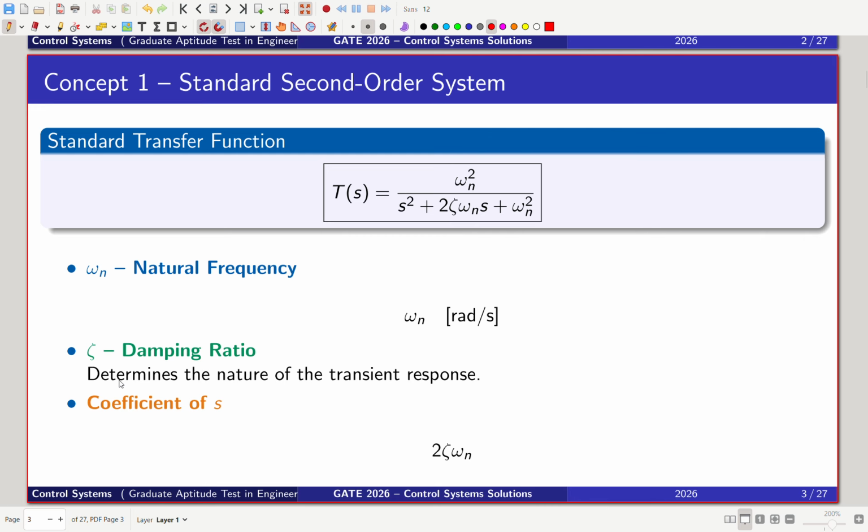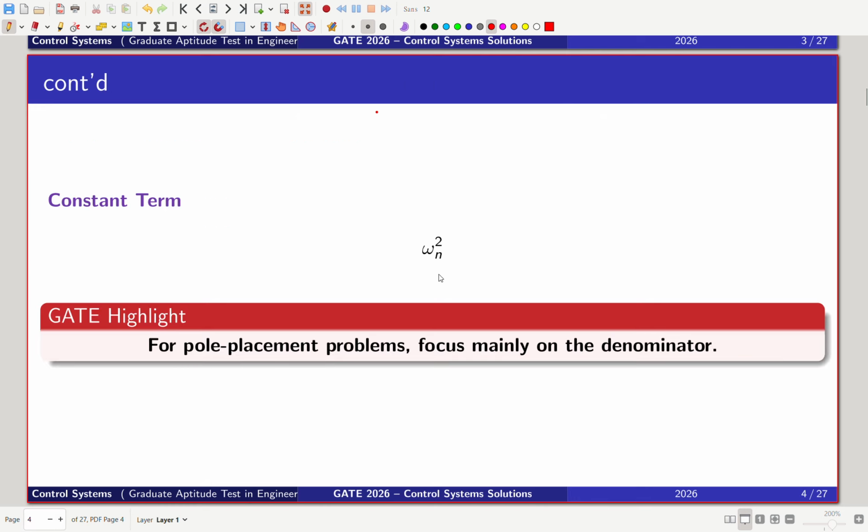This is our standard second order transfer function. Generally the DC gain is 1, so we put K as 1 here; when you put s equal to 0 you get K equal to 1. Omega n is the natural frequency in radians per second, and the damping ratio determines the nature of the transient response. The coefficient of s is 2 zeta omega n, and the constant term is omega n square.